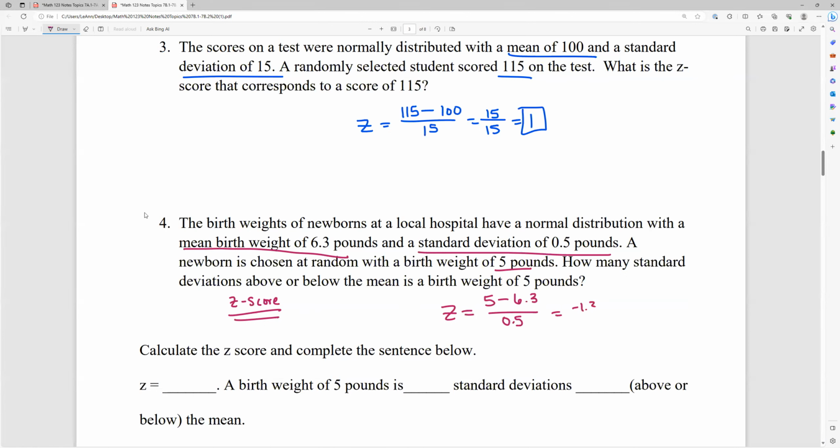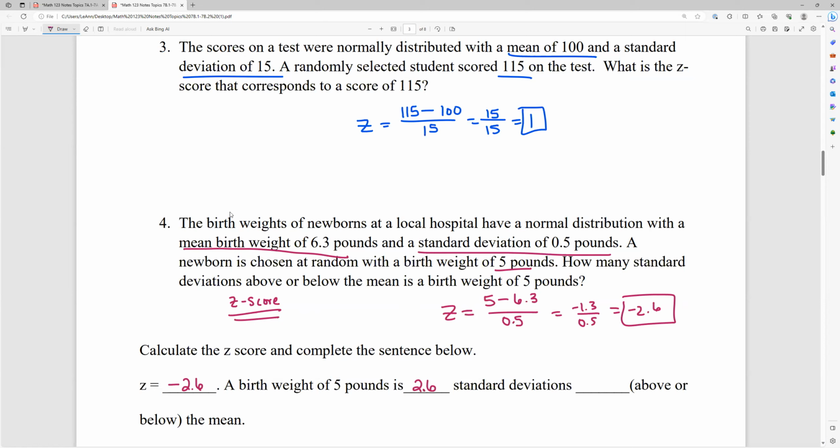I like to write that in there. Divided by 0.5 is negative 2.6. Now, when you have a question like this in Newton, you always answer the z-score part with the actual sign. You would say the z-score is negative 2.6. The interpretive sentence is always a number, which is the absolute value of this.